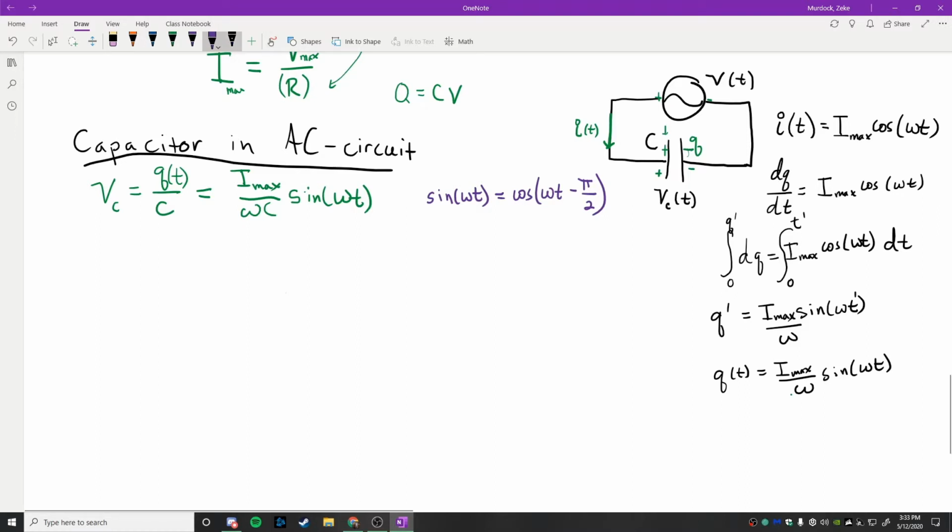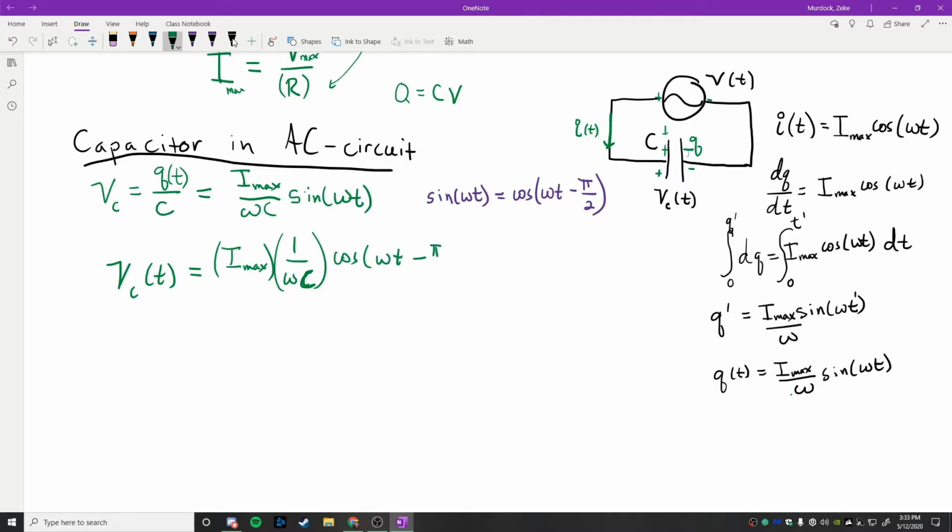Which means that we can now state that our voltage across our capacitor as a function of time is going to be equal to I max times 1 over omega C, capacitance, multiplied by now cosine of omega t minus pi over 2.